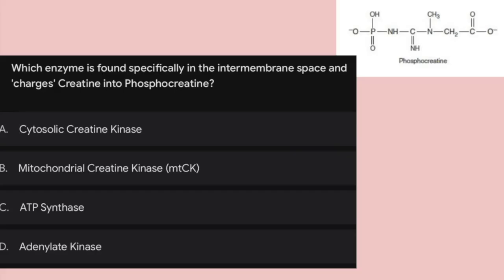Which enzyme is found specifically in the intermembrane space and changes creatine into phosphocreatine? Exactly, yes, mitochondrial creatine kinase. Okay, next.